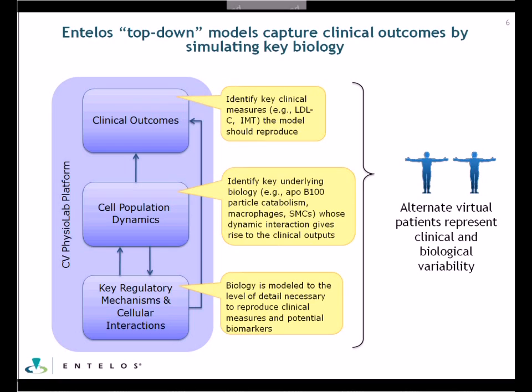And finally, once we have addressed all of these levels of the biology, then we can assemble the information to create alternate virtual patients that cover known clinical variability. And when I use the term virtual patient, I mean a parameterization of the model that represents a single unique individual. So the structure, also called the topology of a model, is the same for all virtual patients, but the parameters for each one vary, just as genetic differences in real humans lead to differences in our physiology.